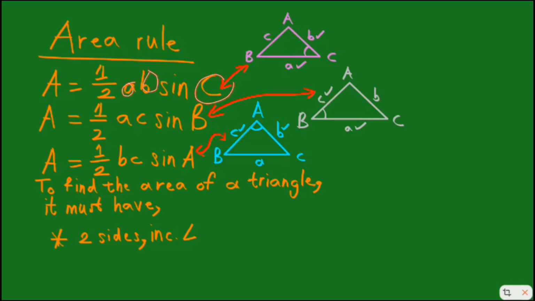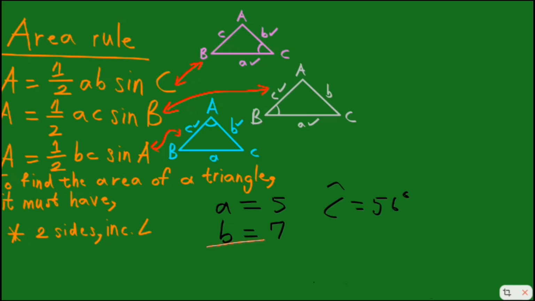These sides are the ones that make angle C included. These sides are the ones that make angle B included. And B and C are the sides that make angle A included. And on top of that, we use sine. So area rule is a formula that uses sine with a cosine property. Just remember it like that.